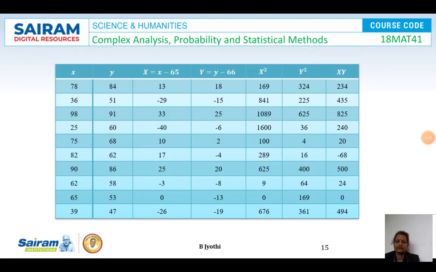So let us go for the tabulation. As I have already explained, 65 is the x bar and 66 is y bar. So we will have to subtract the mean of x and y from each of these values. So 78 minus 65 gives 13 and 36 minus 65 gives minus 29 and so on. Similarly, from each of these y values, that is 84, 51, etc., we need to subtract 66. That is 84 minus 66 gives 18 and 51 minus 66 gives minus 15 and so on for all the values. Then calculate x square, that is 13 square is 169, 29 square is 841, which is minus of course, and when you square it, it will be positive. So the values are calculated.